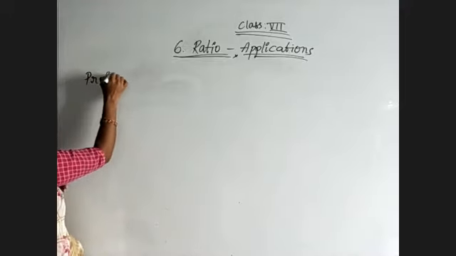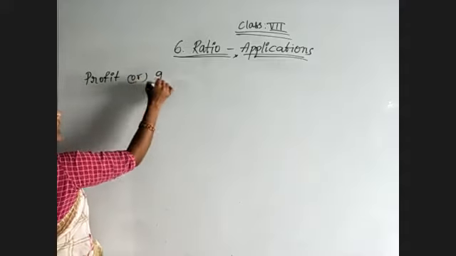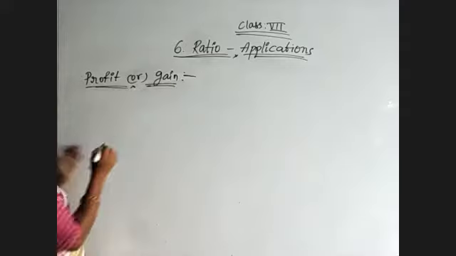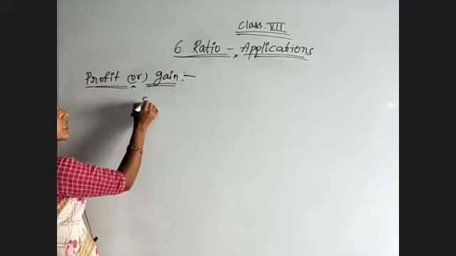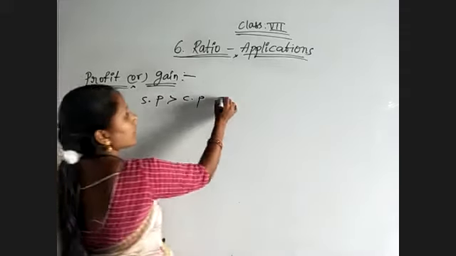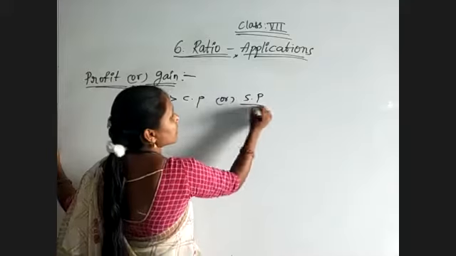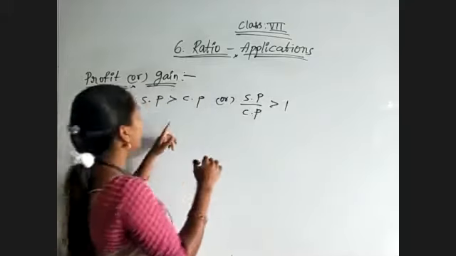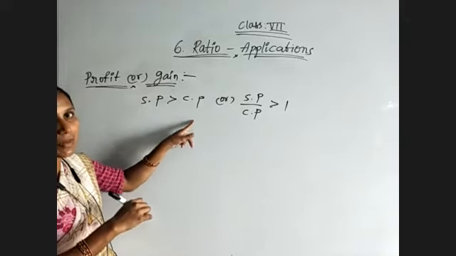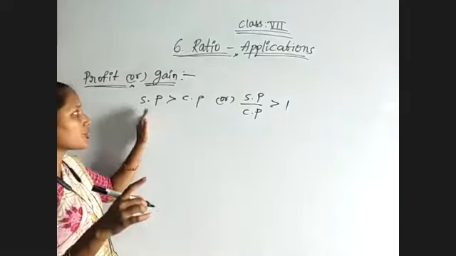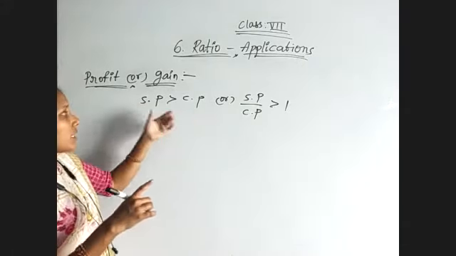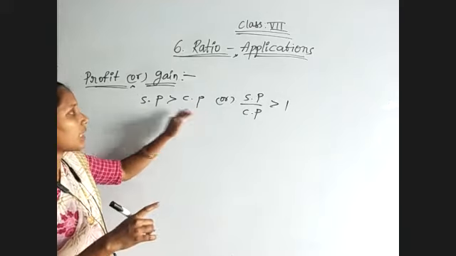In case of profit or gain, profit is also known as gain. What are the different formulas? See, when SP is more than CP, we are getting profit. Otherwise, we can write it as SP by CP is more than 1. Why? Because divide with CP on both sides, what will you get? SP by CP, CP by CP. CP by CP is nothing but 1. If the ratio of SP and CP is more than 1, you will get profit. Otherwise, when SP is more than CP, then we will get profit.